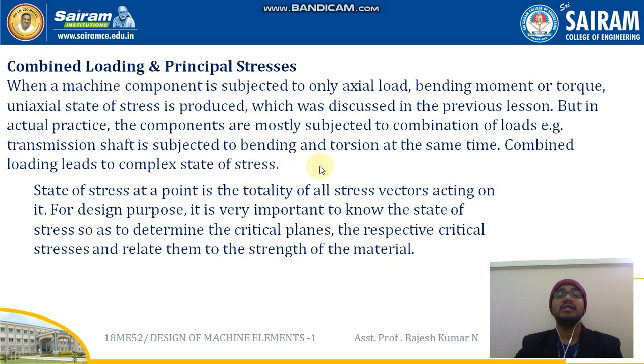These kinds of combined loads lead to a complex state of stress. For these applications, the state of stress at a point is the totality of all the stress vectors acting on it. It means we need to find out the bending stress acting on it, the torsion stress acting on it, and if any tensile or axial stress is also acting, we need to find that individually too. For design purposes it is very important that the state of stress we determine is in the critical planes, the respective critical stresses, and we need to relate them to the strength of the materials.